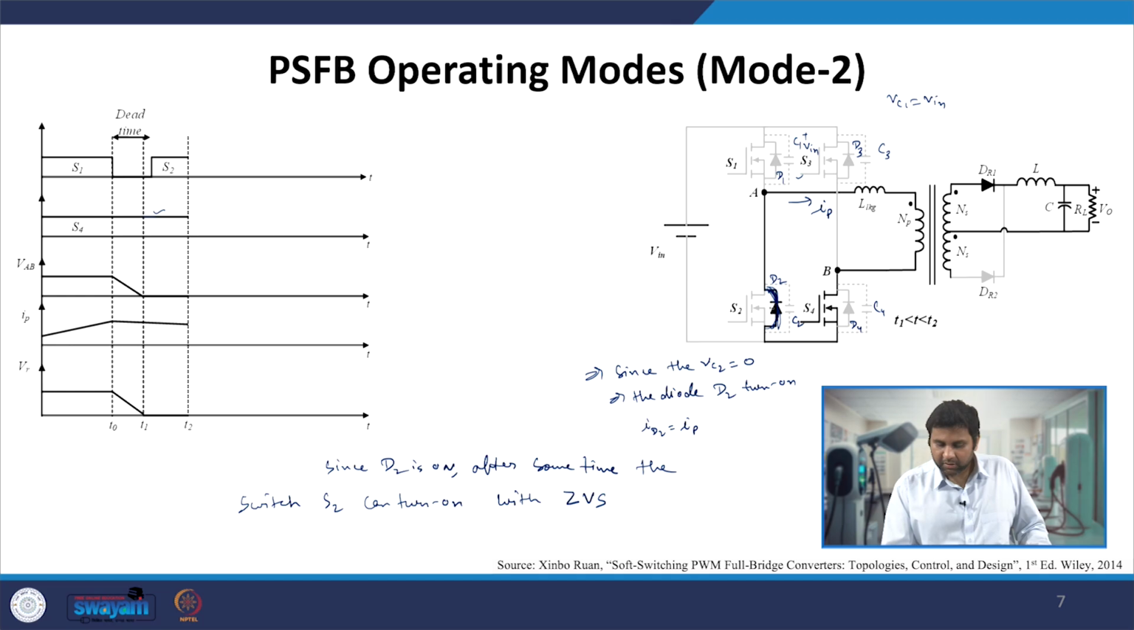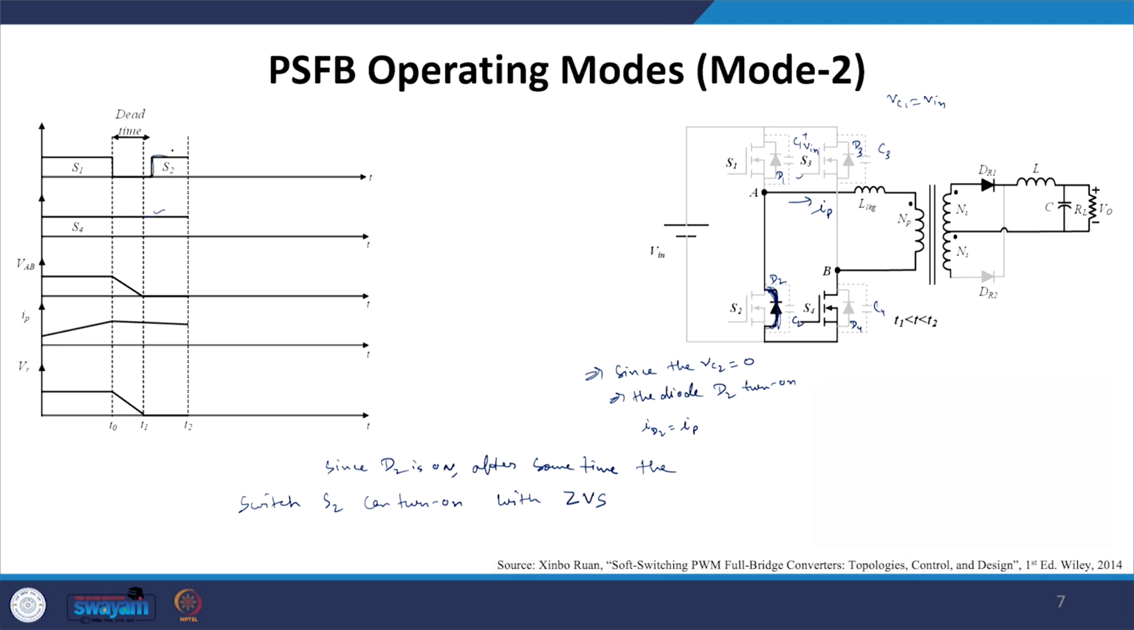Since the diode is on, the voltage is nearly 0. Some forward voltage drop of the diode is there, but you can imagine it to be very small, maybe 2 to 3 volts, as compared to V in, which is some 400 or 500 volts, more than 400 volts. So that is nearly 0. So what we are seeing is that the diode turns on. So after some time we can give the switch S2 gate pulse.